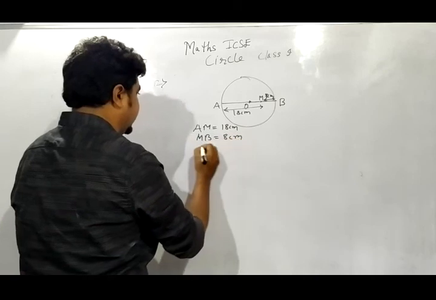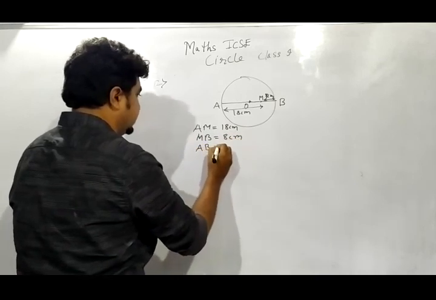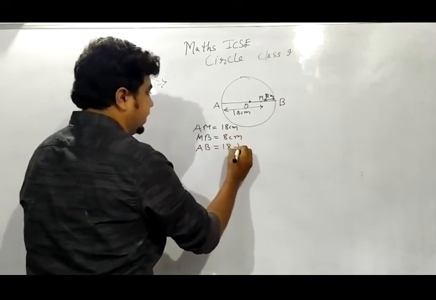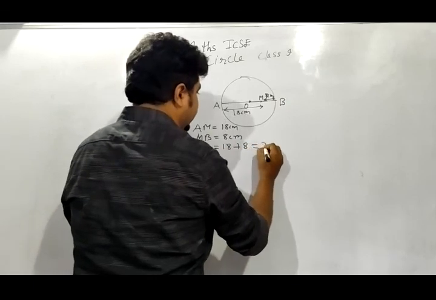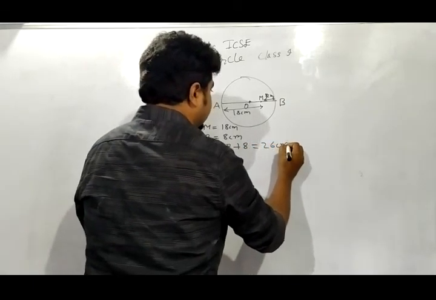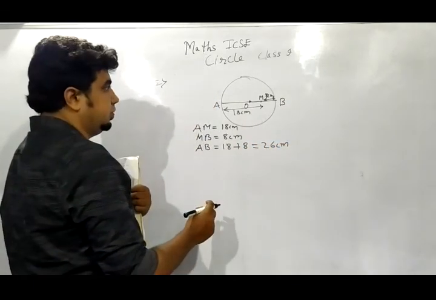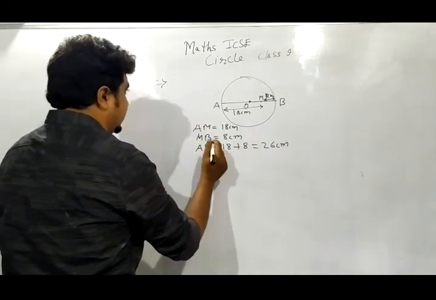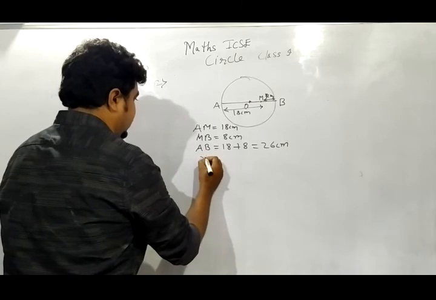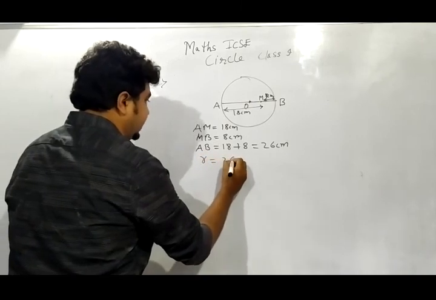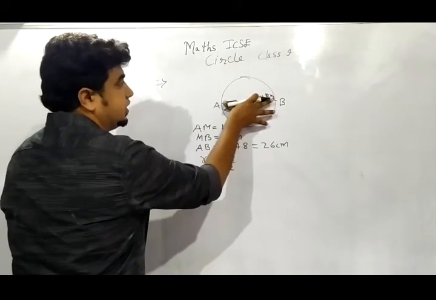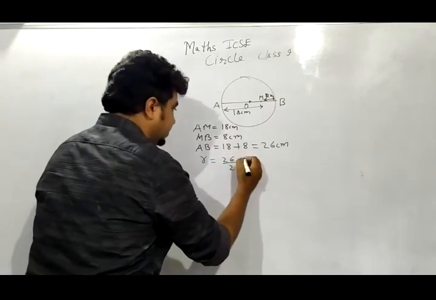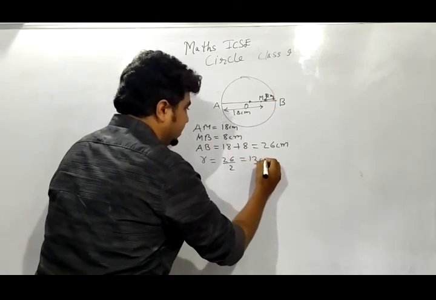So from here we can get AB is equal to 18 plus 8, which means I can find the length of the diameter, which is coming out to 26 centimeter. Now, if I want to get the length of the radius, it will be 26 by 2 because AB is the diameter. So radius will be 26 by 2, which is equal to 13 centimeter.